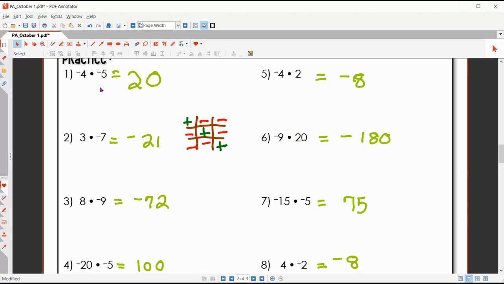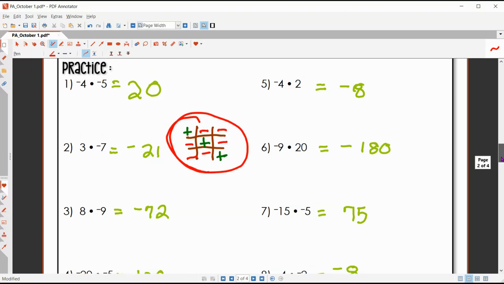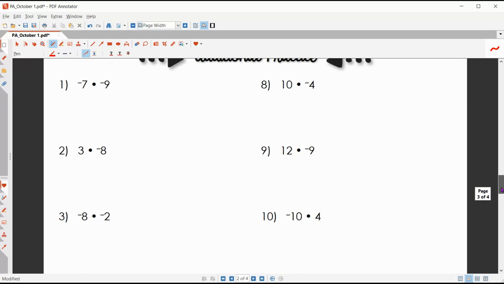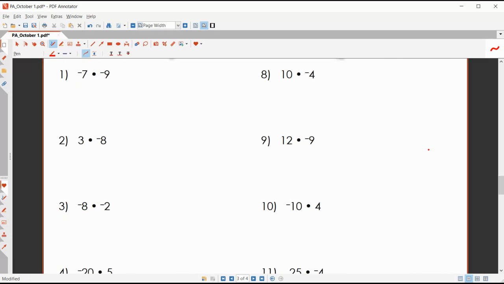These are also your rules for division as well, which we'll be doing tomorrow. So just a little trick to help you remember. So let's go down. I'd like you to try these on your own. So stop the video right now and work on them on your own.